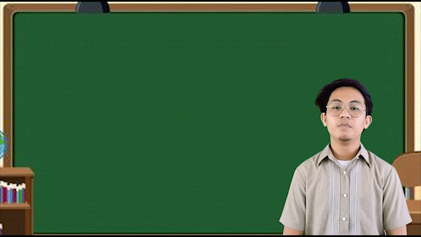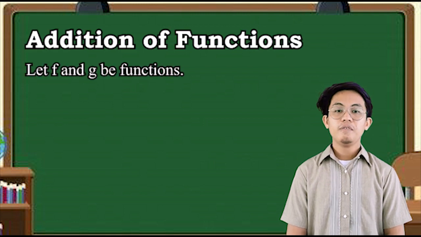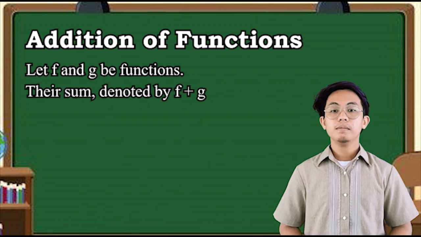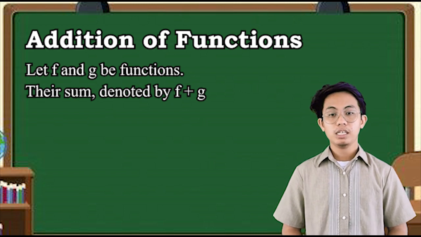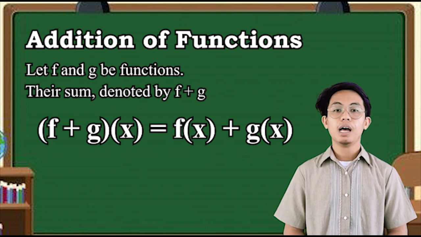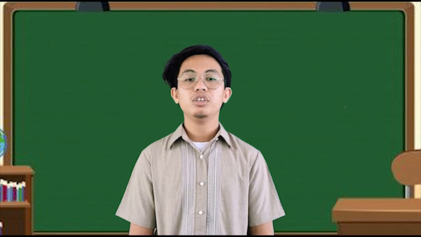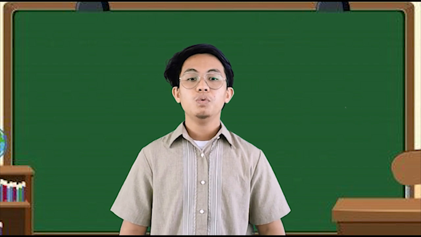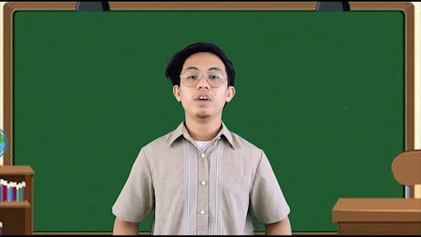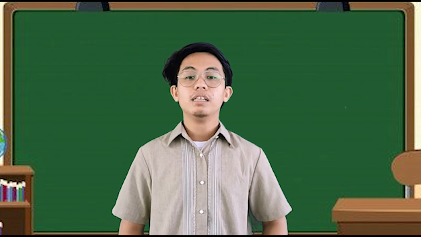Let's discuss now the first operation, which is the addition of functions. Let f and g be functions, and by definition, their sum, denoted by f plus g, is the function denoted by f plus g of x, which is equal to f of x plus g of x. As you can see in the definition of addition of functions, we just need to add the two functions given, the f of x and the g of x. Let's take a look at this first example.